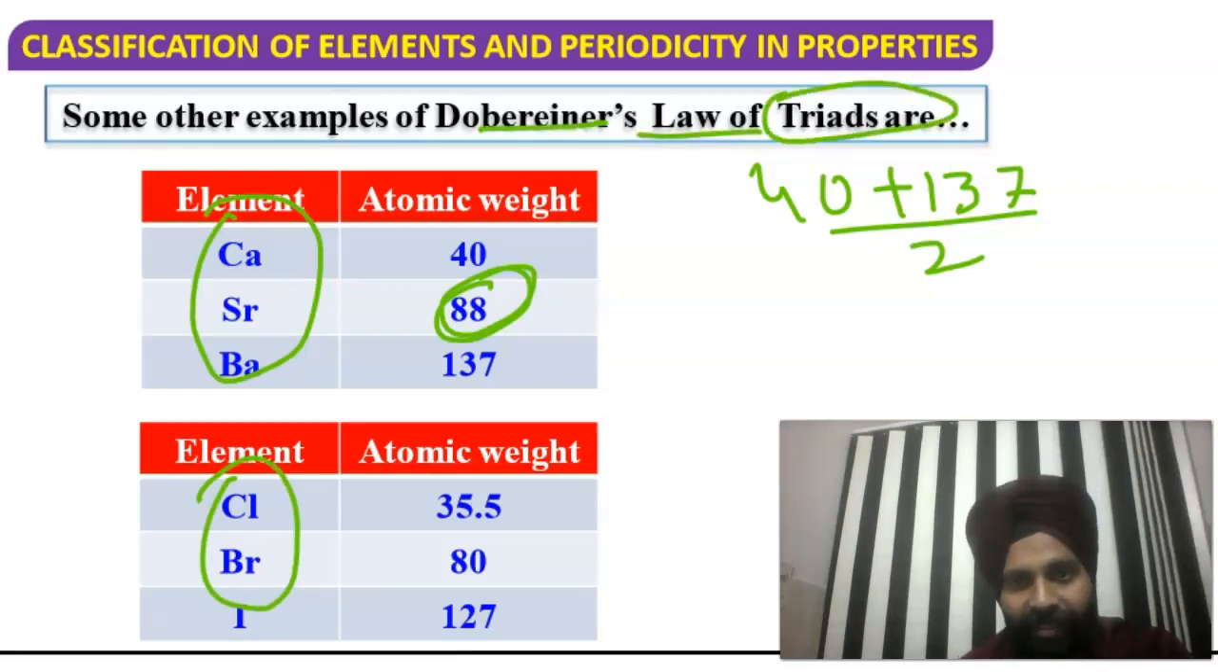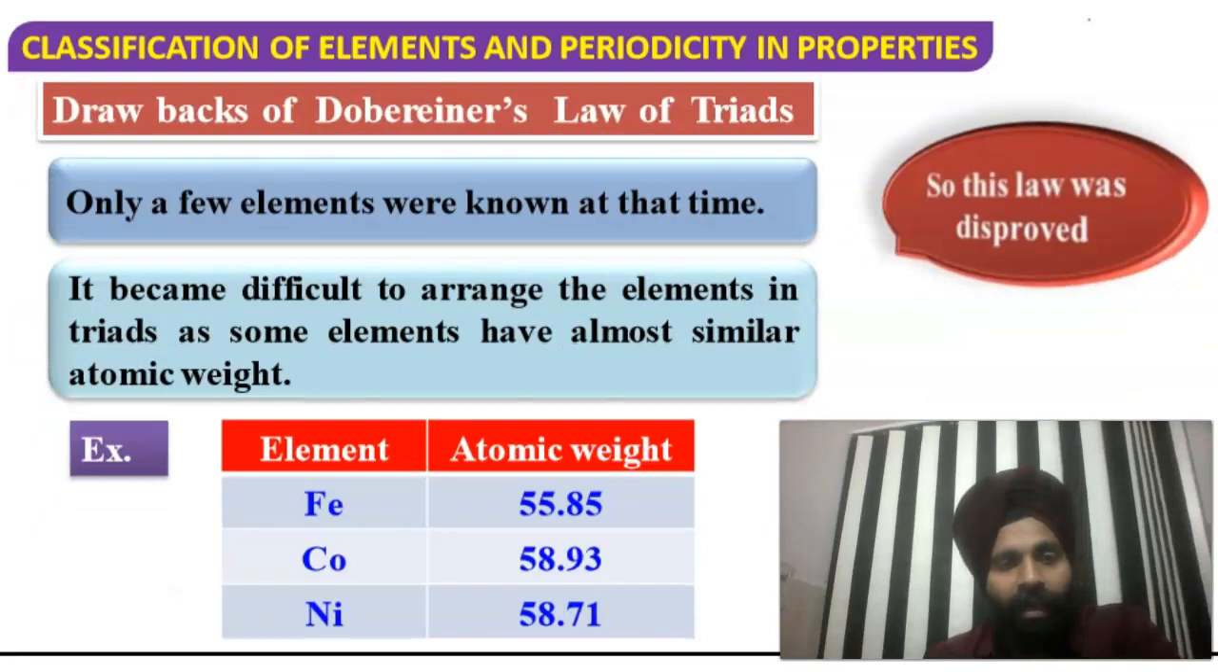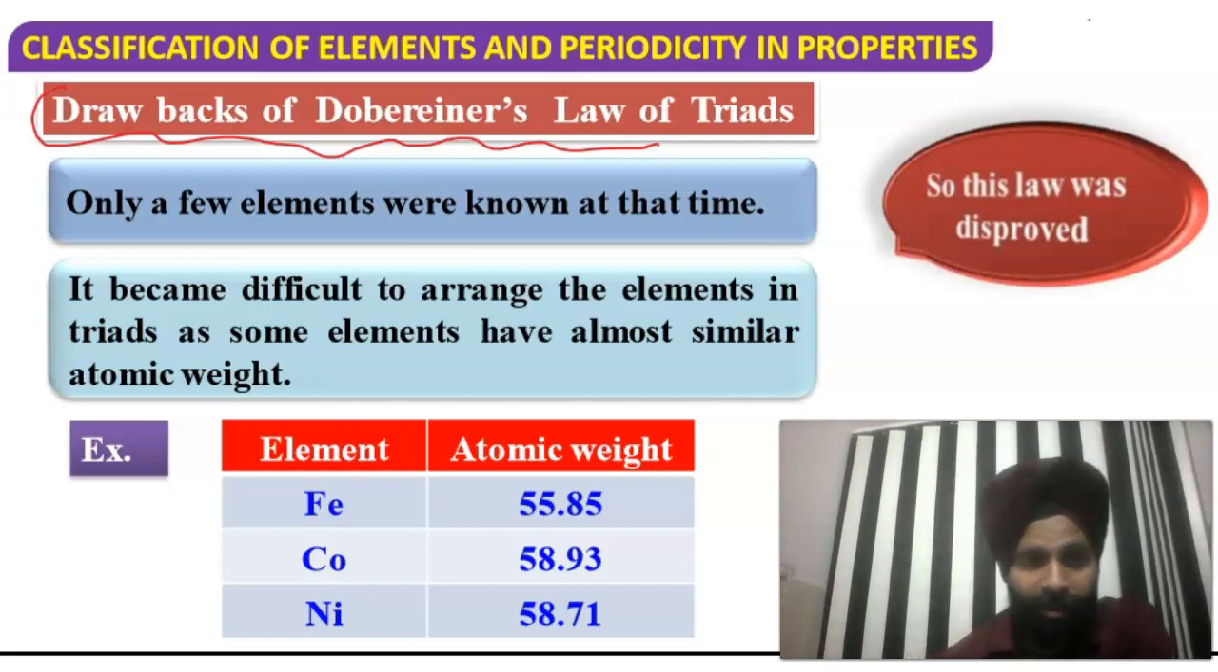Remember, triad means 3. Here we pick 3 elements, here we pick 3 elements. Now next, what is the limitation? Remember, when a scientist makes a claim, limitations definitely arise. After the limitation, different scientists give improvements and different inventions, and so on.